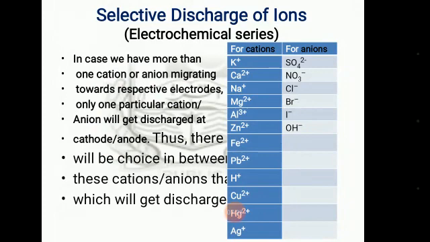In the same way, sulfate and nitrate are less reactive as compared to hydroxide, iodide, bromide and chloride ions. You have to memorize them because it is needed not only in the electrolysis but also used in extraction of metals in the next chapters.